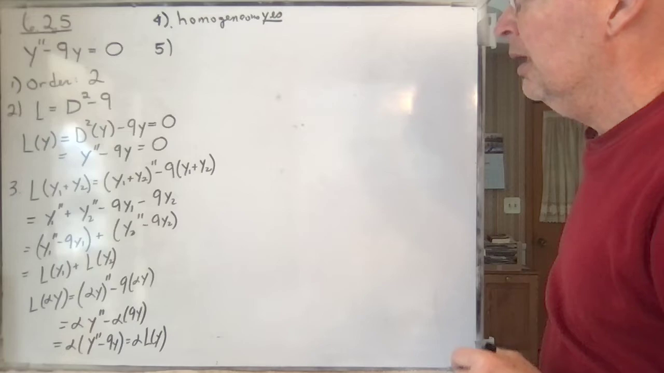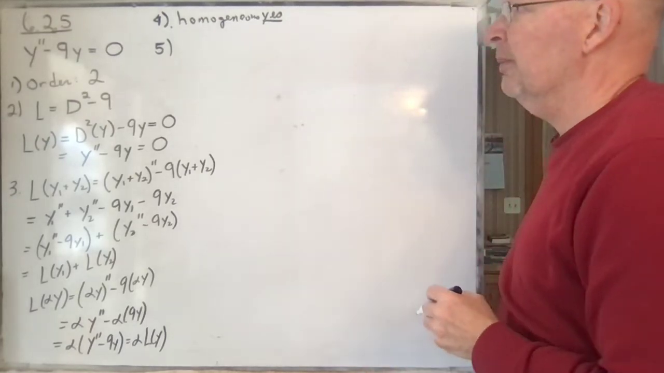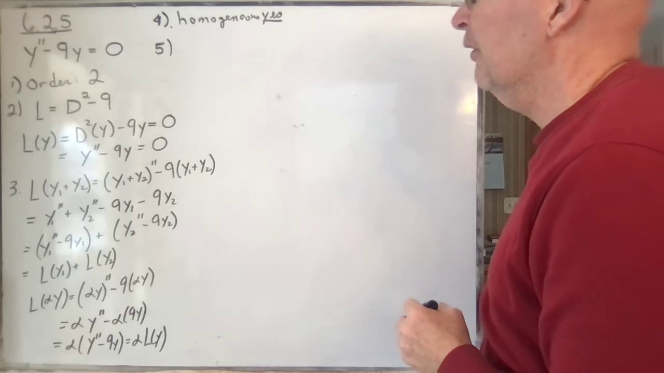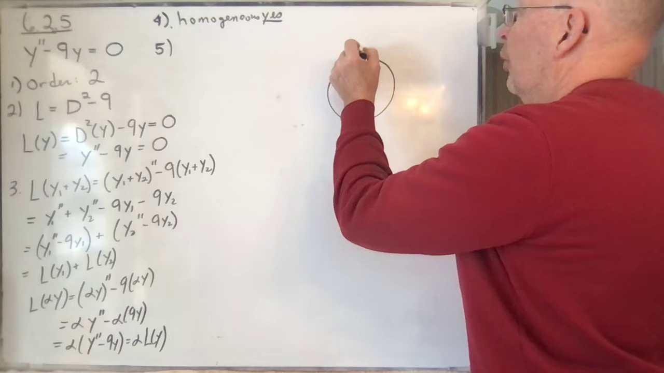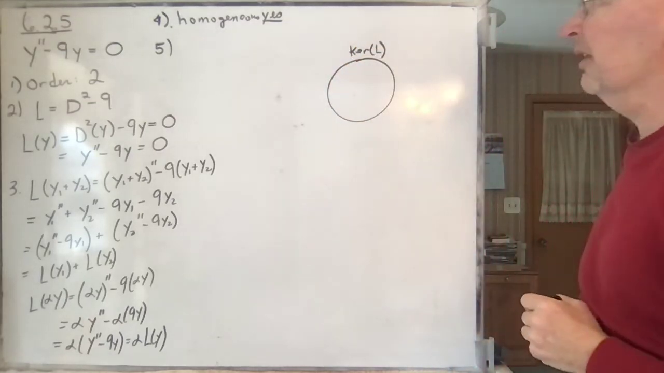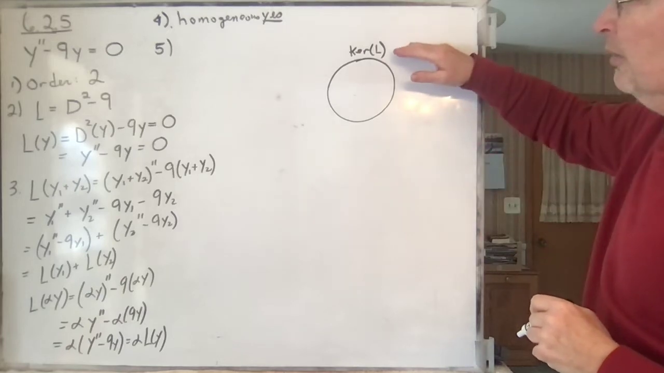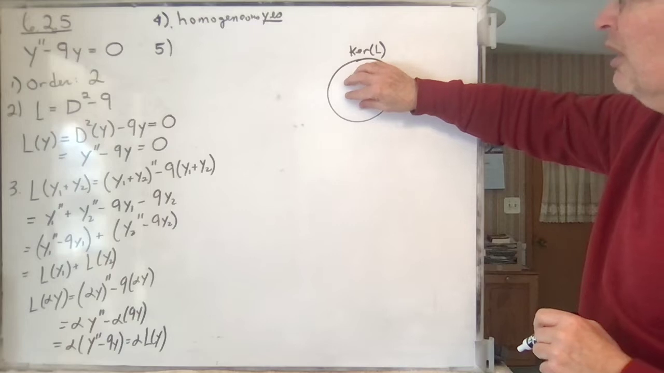Okay, so let me remind you what's going on here. What do we know from our brief study of linear algebra? We know that the kernel of a linear transformation is a vector space. We learned that in the last chapter. And since it's a vector space, we can talk about its basis.